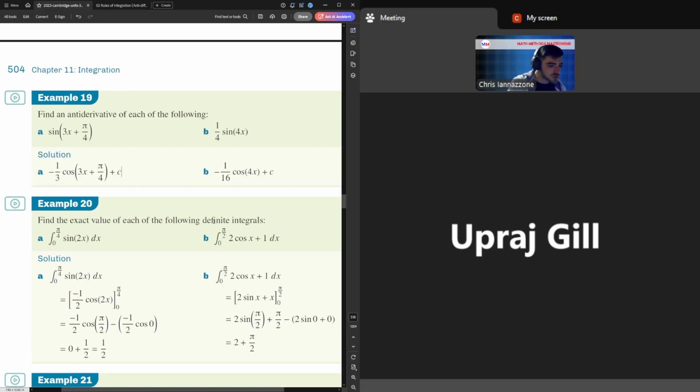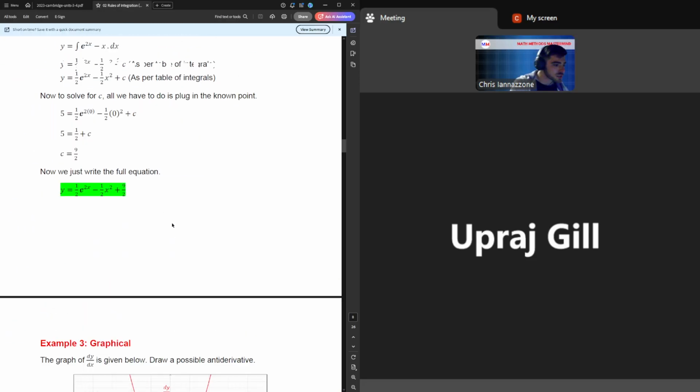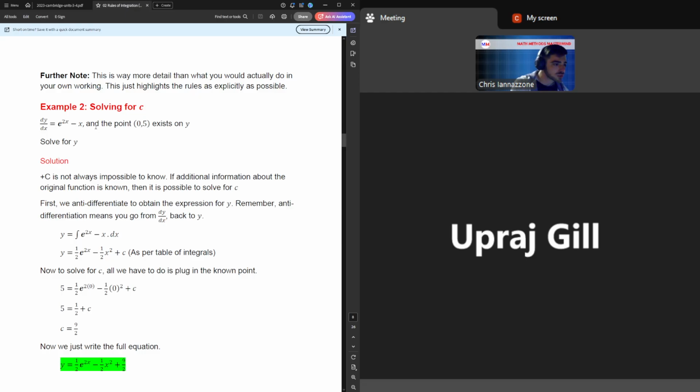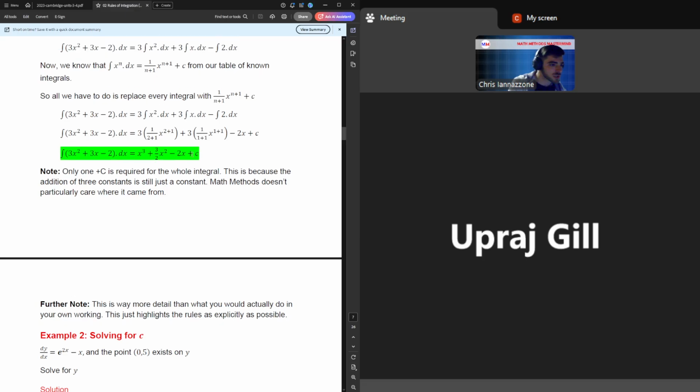There are some circumstances where you'll be required to solve for C, and that'll be if you know additional information about that original function. So once you get your anti-diffed function, you sub in that point, and that'll allow you to solve for C. Right, cool. Otherwise, the final answer will have a plus C in it. Okay? Yeah.